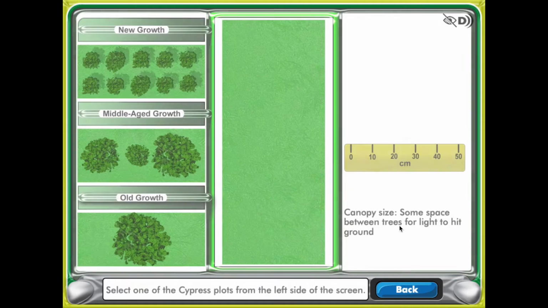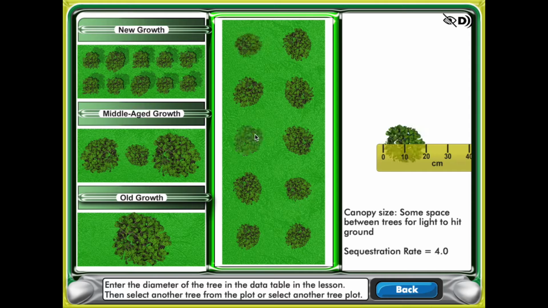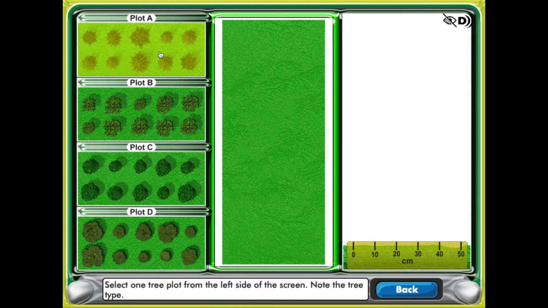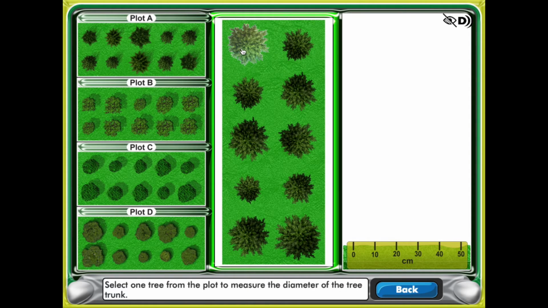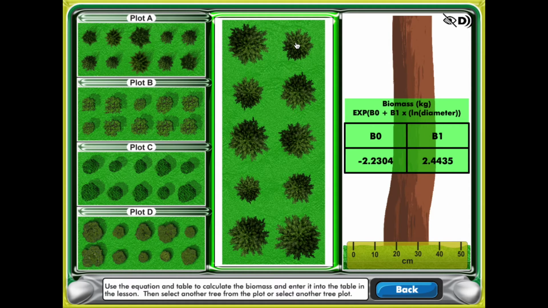In Part 3, the canopy size of various tree plots is measured and used to determine the carbon sequestration rates of various trees. Level 3 also has 3 parts. Part 1 is like the task in Level 2. However, the carbon content of each tree is found using a more complex equation.